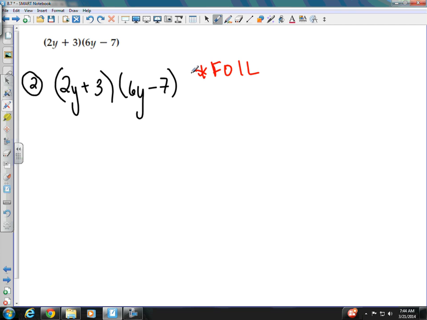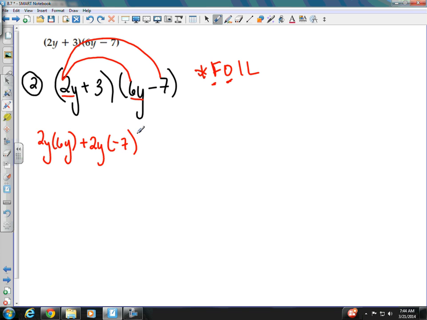So F is our first terms in each. So first term is 2y, and our first term in our second parentheses is 6y. So 2y times 6y. Now our outside, so once again, if we think about it being a donut, our 2y and our negative 7 are our outsides. So it's a positive 2y, so positive 2y times a negative 7. Remember, you always got to use those signs in front.